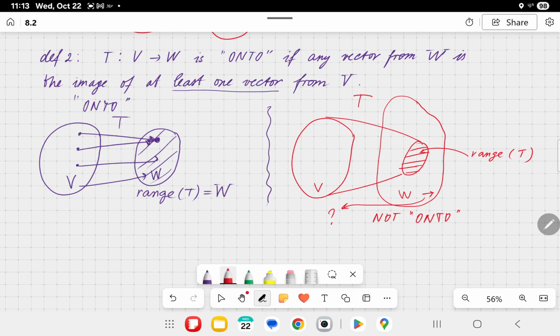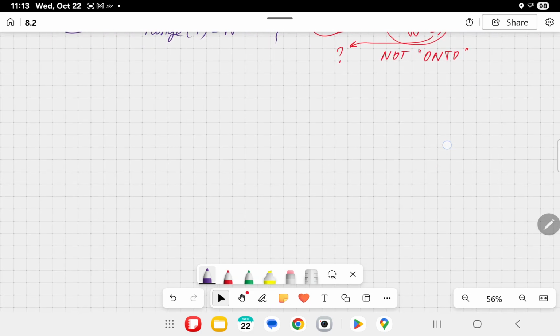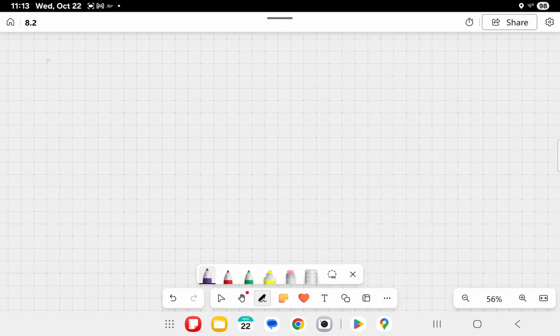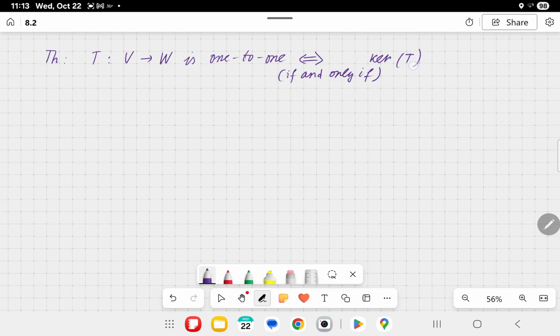We are going to consider some examples. But before we do examples, I want to prove a couple of interesting theorems. Theorem. Transformation T from V to W is one-to-one if and only if, and this sign means if and only if, the kernel of transformation is equal to the zero vector.